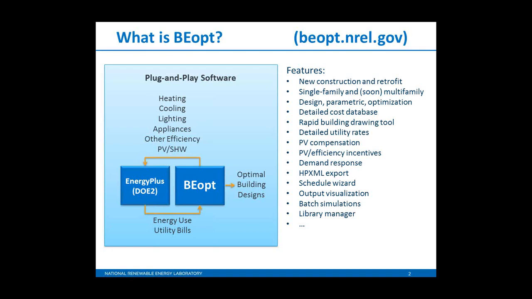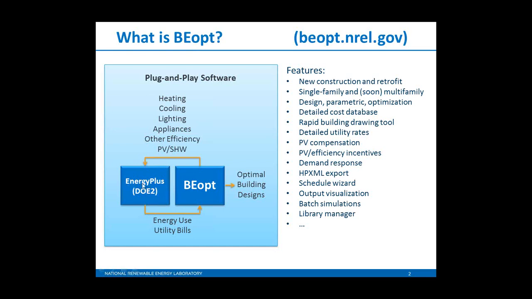So what is BEopt? BEopt is a software program that you can download. You can install it on your own computer, run it from your computer. We sometimes refer to it as plug-and-play software, which is to say that BEopt itself is really just an interface, and it interfaces with existing simulation engines. And so there are existing engines like Energy Plus and DOE2.